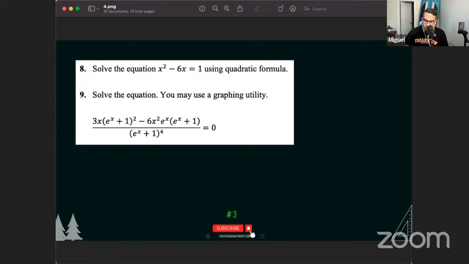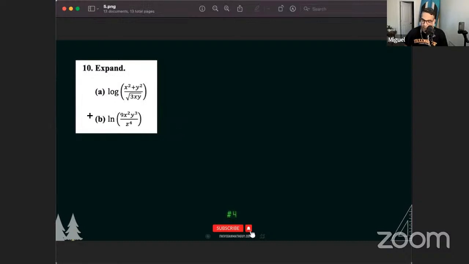Perfect. So back to number 9. The important thing to remember here is that you want to set the top equal to 0. You want to factor out as much as you can. And from there, you can use a graphing calculator, or in this case, you could have used some common sense and factor out an x, and you could have gotten that x is equal to 0. Okay, that was number 9. Let's go to number 10.